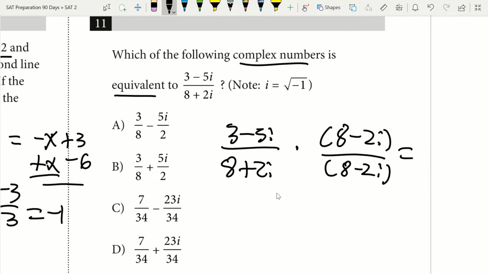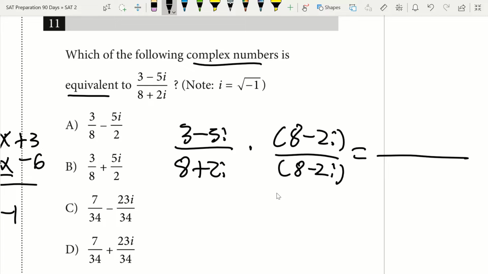Okay, I do this. My denominator, 8 times 8 gives me 64. Next, I'm going to have a 2 times negative 2i. That's going to give me negative 4i squared. So negative 4i squared, I know that's going to become a positive 4, so I'll have plus 4. That's going to give me 68.